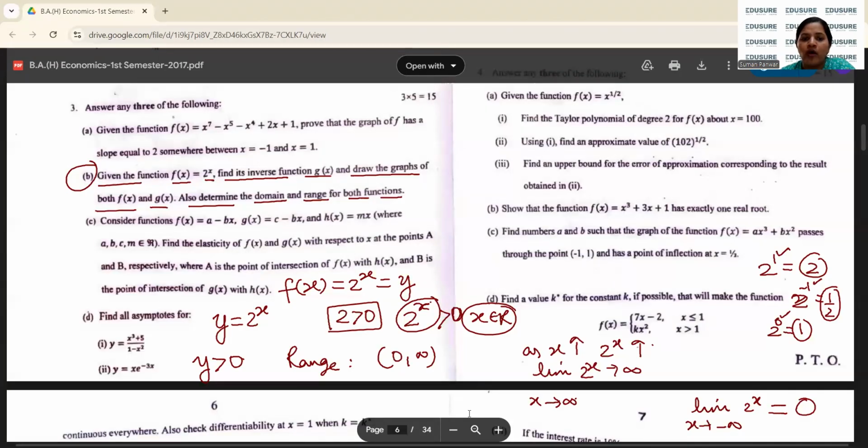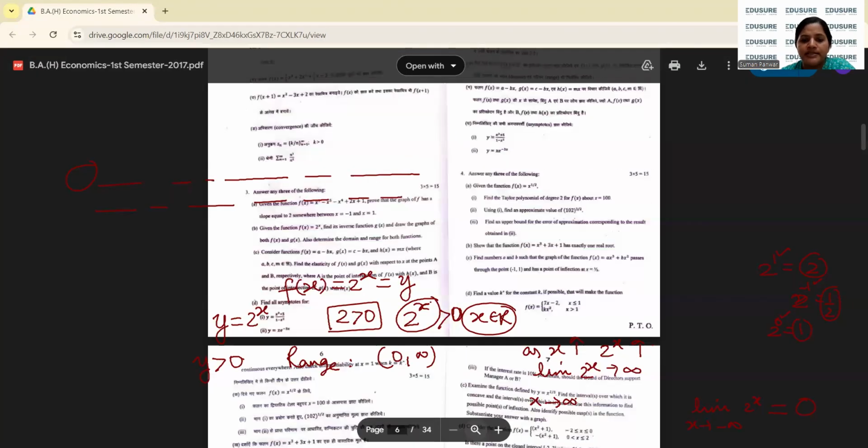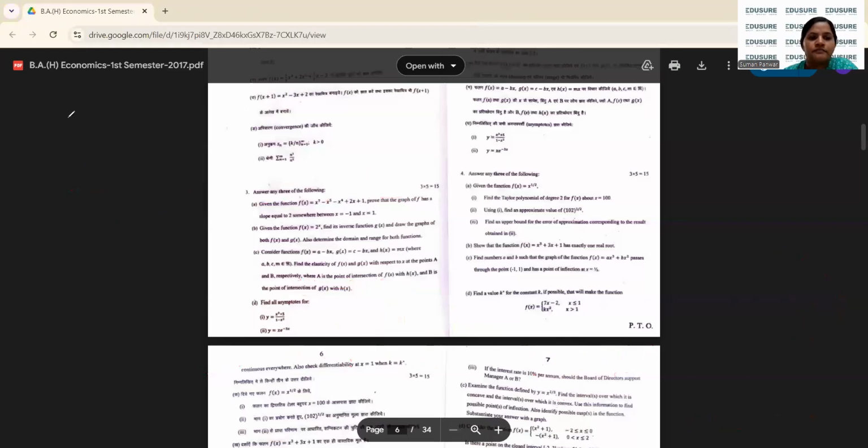Okay. So now, what is happening is this. We have y = 2^x. It is defined for all x. So therefore, what is the domain? Domain is x belonging to R, that means minus infinity to infinity. And what is the range? Range is (0, infinity).